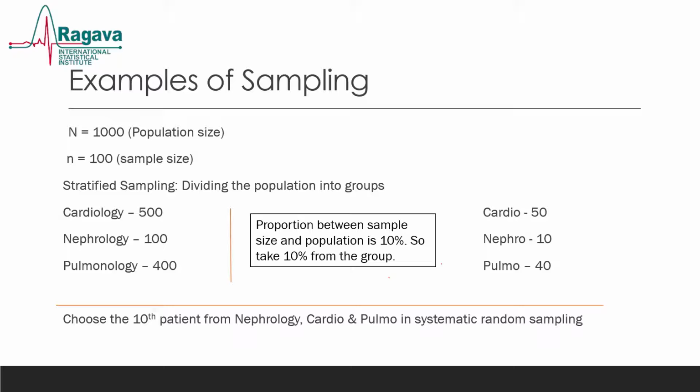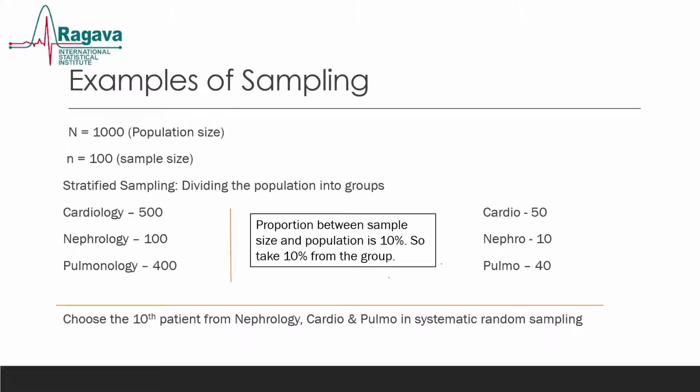100 is your divided population group. So 100 divided by 10 will again give you 10. So the 10th patient from nephrology will be selected as part of your systematic random sampling. A similar method is calculated for the pulmonology specialty also. So this is the way by which we arrive at the sampling method. I hope it is clear.